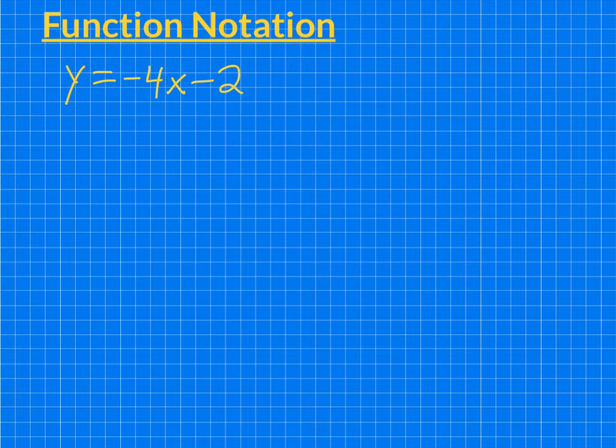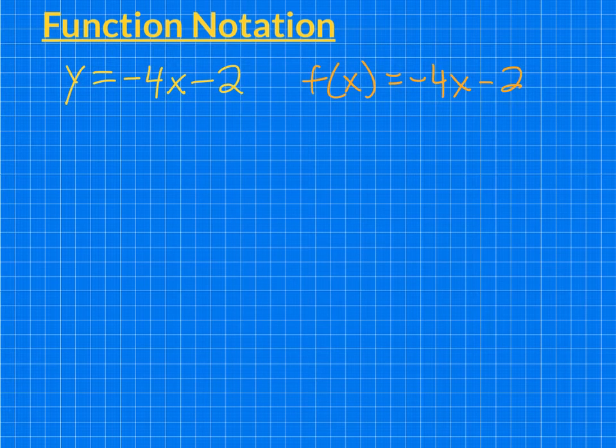So to start, we have a linear equation y equals negative 4x minus 2, right? We've seen a lot of things that look like this. We know our y-intercept is negative 2. We know our slope is negative 4. Sometimes, however, this equation might be written a little differently. You might see it written like this.